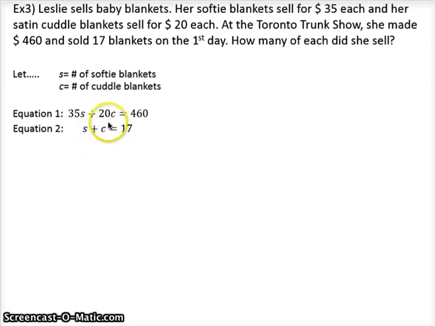And the key thing is that if you have your variables on the same side or in the same arrangement in both equations, it's easiest to use elimination. So you could eliminate S by multiplying the second equation by -35, or we could eliminate C by multiplying the second equation by -20. So let's do the nice even number of multiplying by -20 and eliminate C.